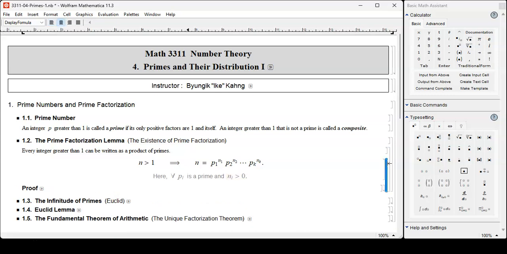How about the proof? I hope everybody remembers the proof because I'm really certain that you already went through this in the Introduction to Proof course or Discrete Math course. Because this is a very, very typical example of strong induction. As a matter of fact, I cannot think of any other good example of strong induction at this level.